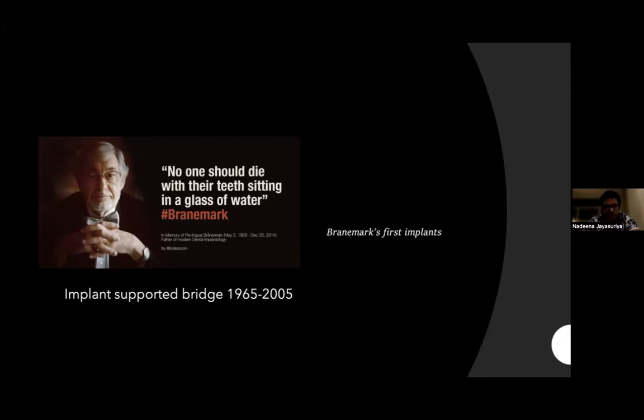So the fun fact is, the first implants he did were 60 years ago. And those implants also survived 15 years in the patient's mouth before the patient died. So can you imagine, 60 years ago, somebody placing the first dental implant, and that too survived. So you can see that dental implants do have a very good success rate.